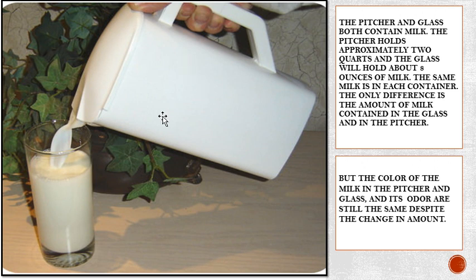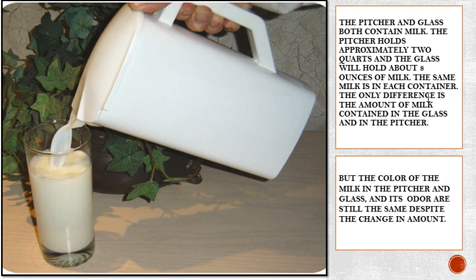So it is the same milk, and the only difference is the amount of milk contained in the glass and in the pitcher. So the amount of milk in the pitcher is different, and also the amount of milk in the glass. So therefore, we're talking about the amount of milk in both. Or specifically, we are referring to the volume of the milk. So therefore, since the amount of milk, or the volume, is what we're discussing, this is an example of extensive property.